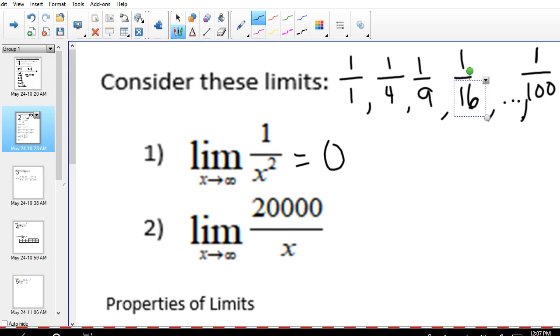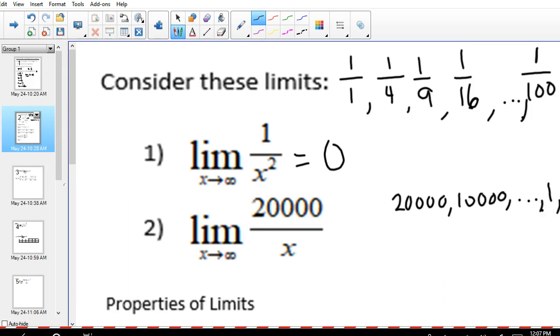What about number 2, if I have 20,000 over x? I would start off with 20,000 divided by 1, which would be 20,000. Then 20,000 divided by 2, which would be 10,000. Then 20,000 divided by 3, and 20,000 divided by 4, and so on. Eventually, at one point, I'm going to have 20,000 divided by 20,000, which would give me 1.